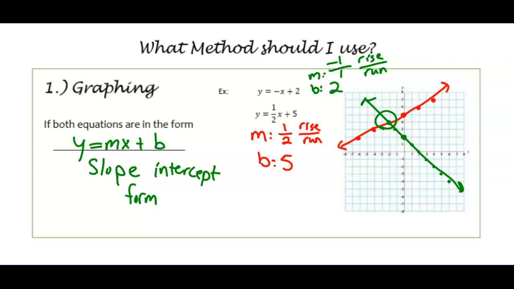So all of this is your work. But I don't have an answer written down yet. I have circled my answer, but I actually need to write my ordered pair. What is my ordered pair going to be? Negative 2, 4. Negative 2, 4 is my answer.